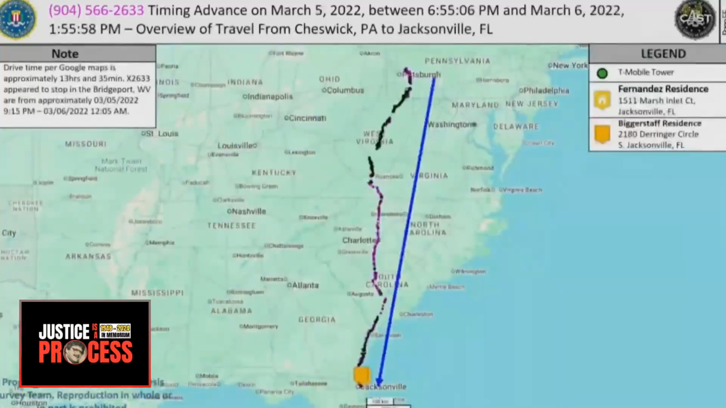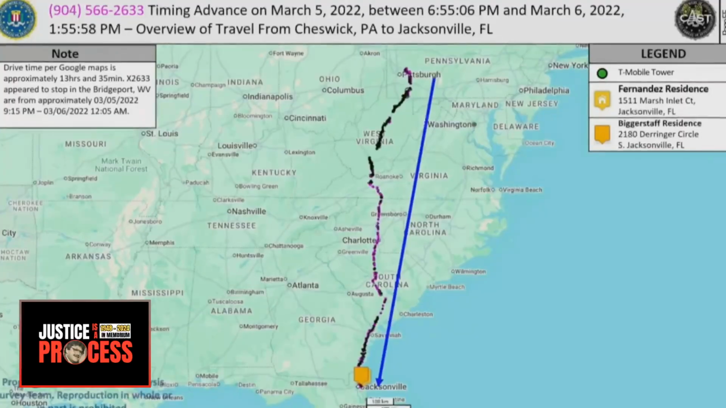The next slide, slide 55. Describe for me what we're seeing in this slide. This shows the gross movement of the target device south from the Cheswick, Pennsylvania area all the way back to Jacksonville between 6:55 p.m. on the 5th and 1:55 p.m. on the 6th. The drive time per Google Maps is approximately 13 hours and 35 minutes, and the target cell phone appeared to stop in Bridgeport, West Virginia area from approximately March 5th at 9:15 p.m. to 12:05 a.m. on March 6th.